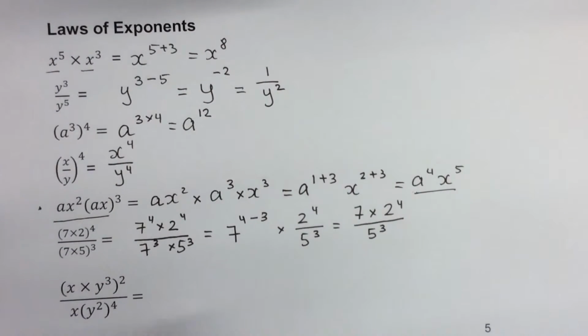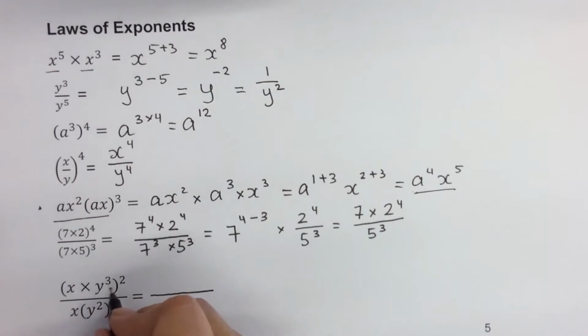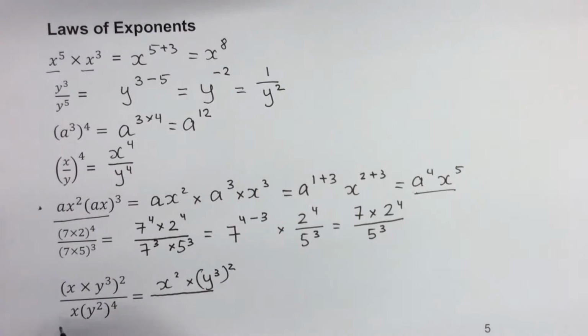And the last example. Again, it's a little bit tricky because we have a product with a power and then to the power. So do one step at a time. First we open the brackets here, applying the law of exponents. That gives us x squared times y cubed, squared.